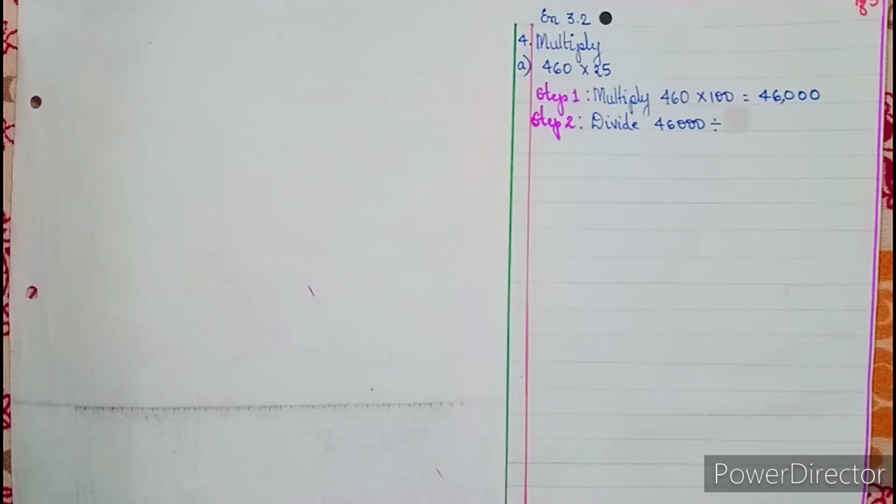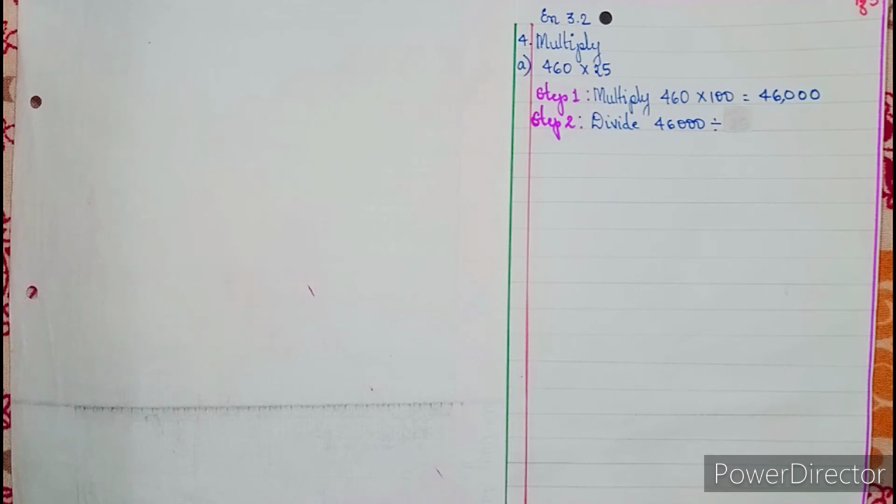Hello dear children. So today we are going to see question number 4 from exercise 3.2, and today we are going to continue with shortcut multiplication. Yes, so last week we had seen how to multiply a number by 5 in a shortcut way, isn't it? So in the same way we are going to multiply a number by 25 in a shortcut way.